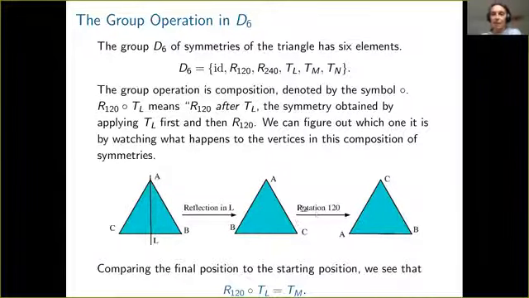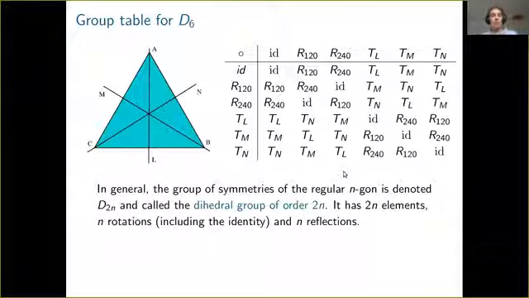We can calculate all these compositions, and we can fill out the entire composition table for D6. So here's the picture. This is the group table for D6. We saw a similar thing last week for the group of fourth roots of unity in the complex numbers. The 6 elements are the identity, which does nothing, the rotation through 120, the rotation through 240, and the 3 reflections in L, M, and N. So here they are labeling both the columns and the rows.